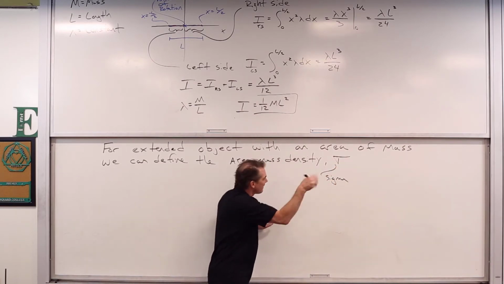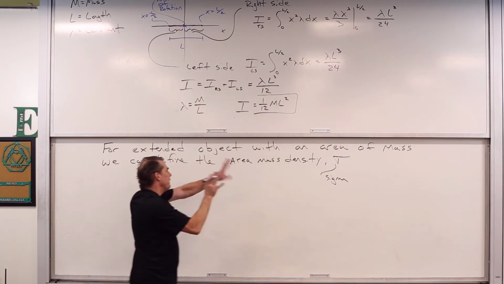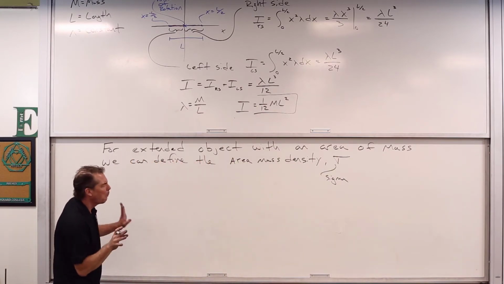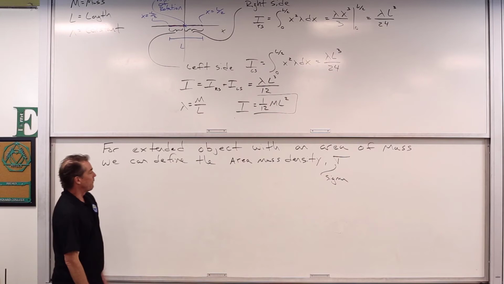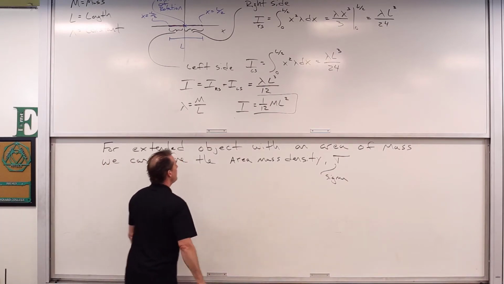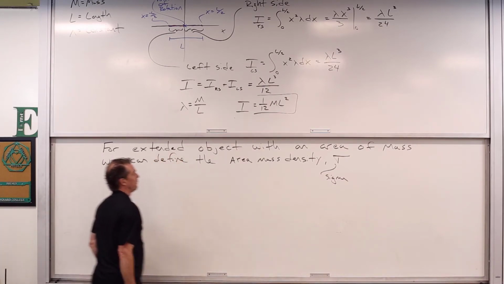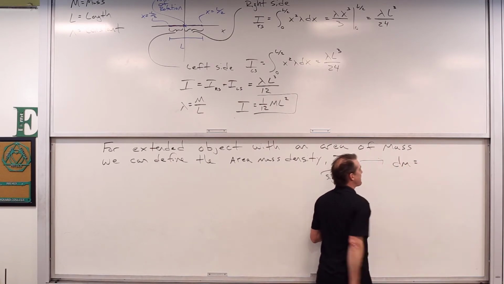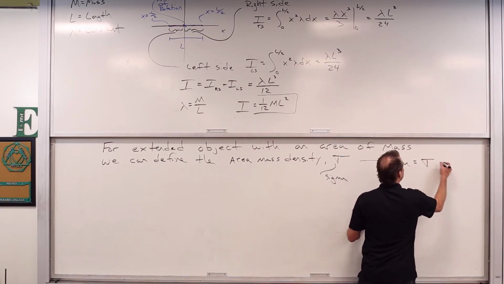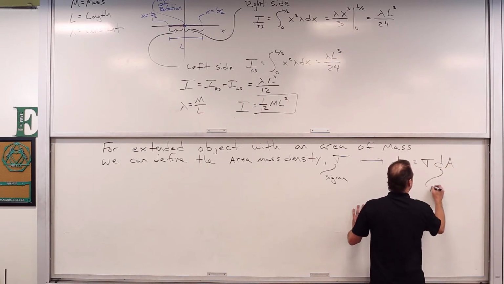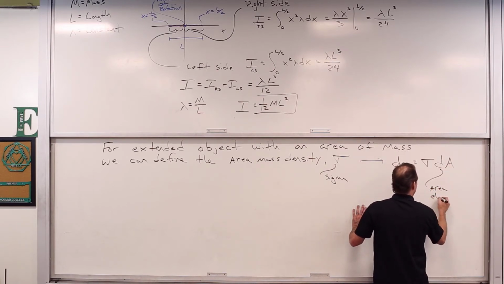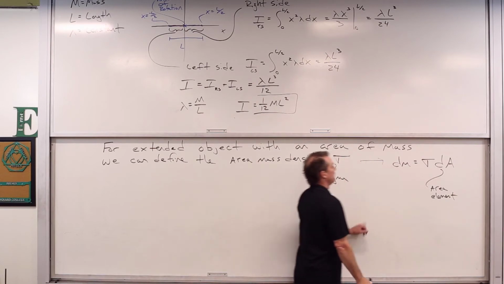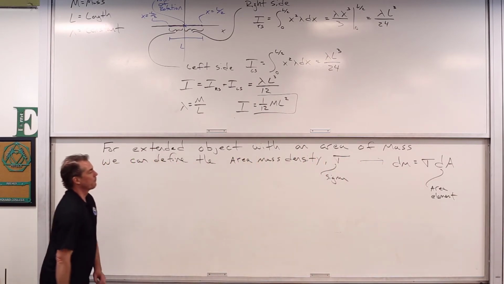that's my sigma. A lot of people like a little bit curvy. I like doing it like that. But we can define area mass density, sigma, and we can note that the mass elements themselves will then be sigma dA, where dA is the area element.